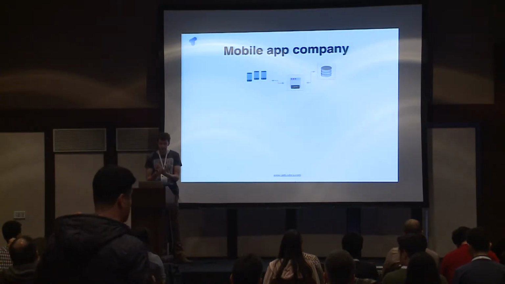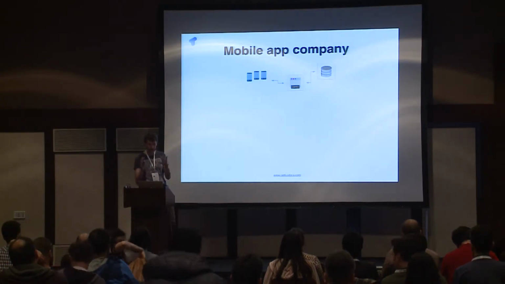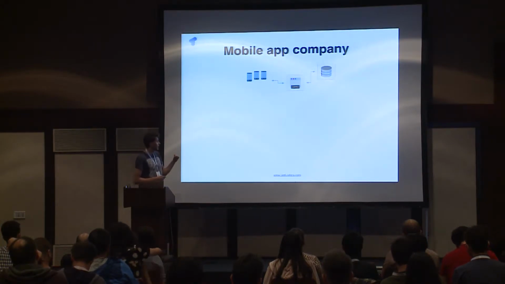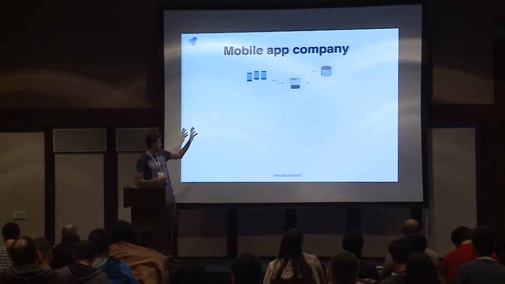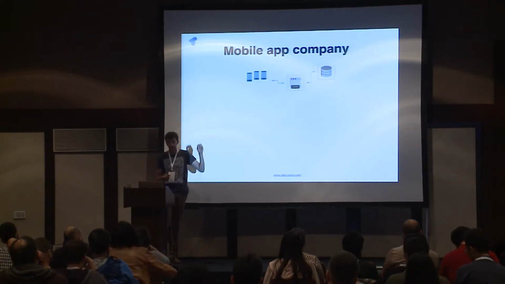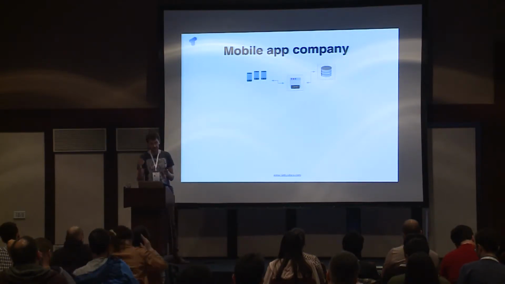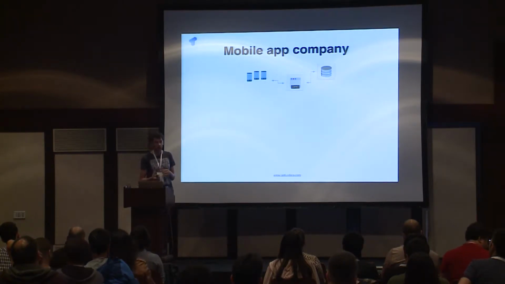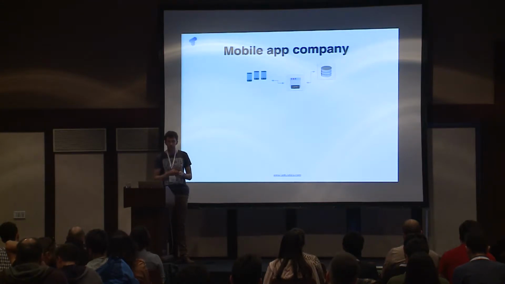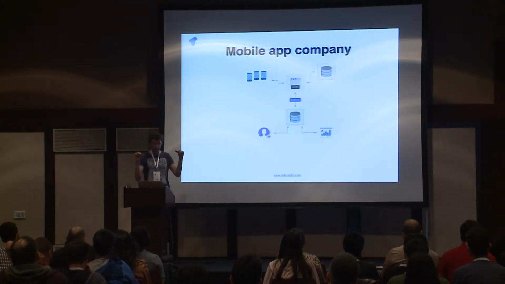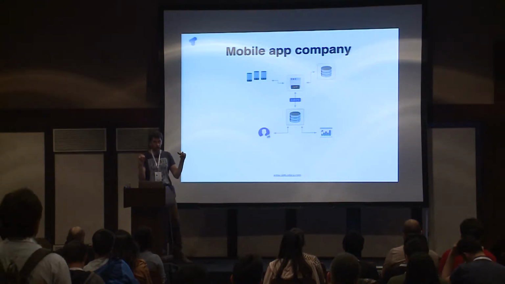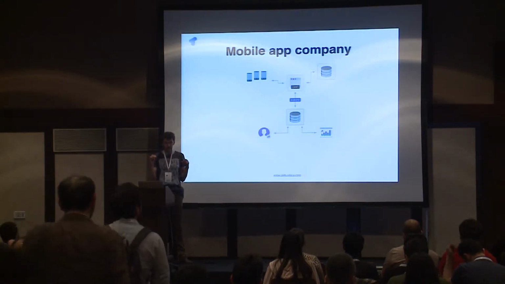So let's start with a mobile app company example, and let's just simplify it a bit. So let's imagine you have a mobile app which communicates with a backend, which writes and reads data to a database, let's say a relational database. And what you would like to do is improve the application. And how do you do that? You do that by storing some extra information about how the users are using the application.